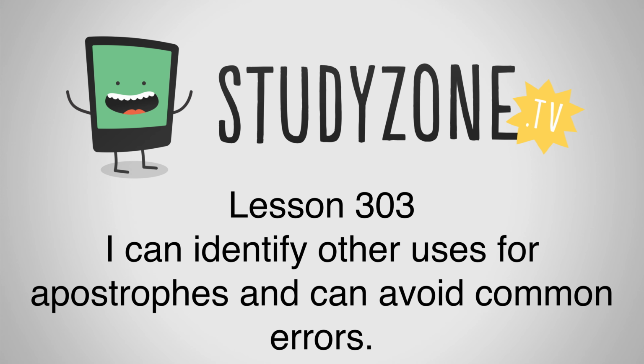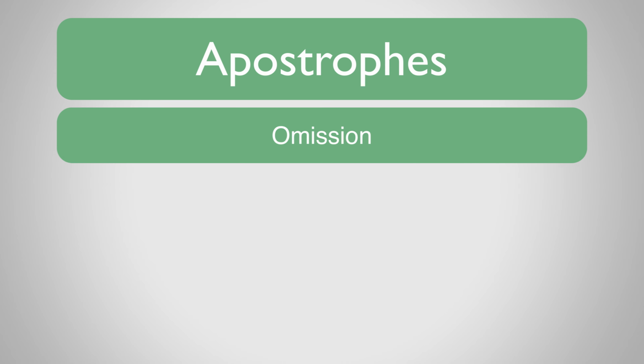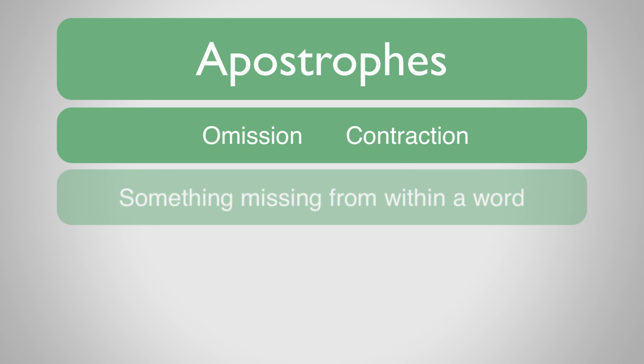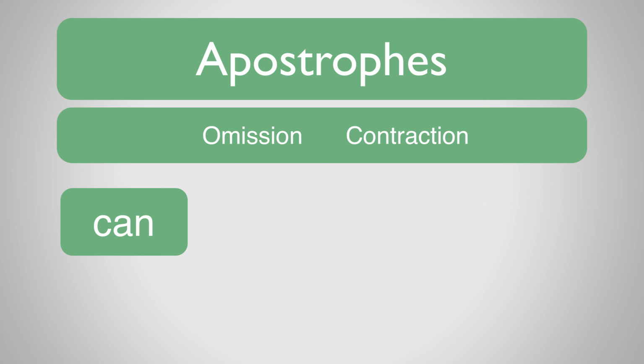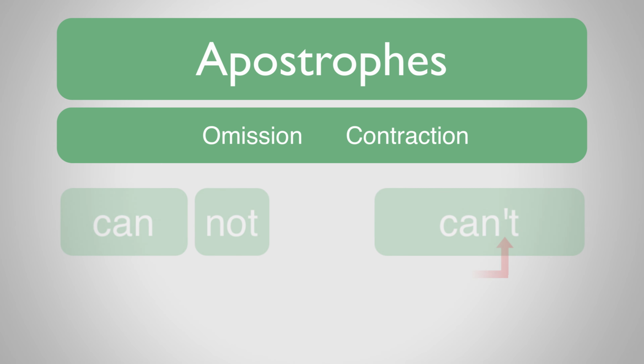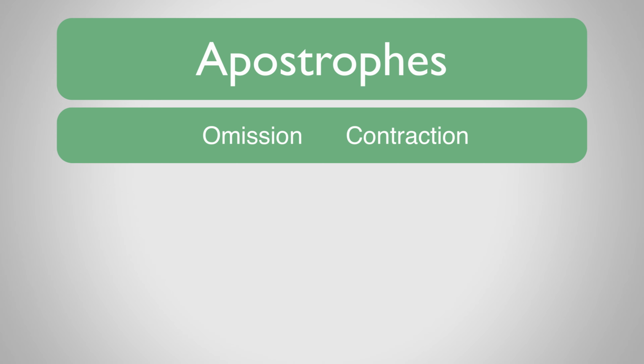We already know that one way apostrophes are used is to show omission, that is, something missing from within a word. This is also sometimes known as contraction. We've seen how words like "can not" can be contracted to form "can't," and that the apostrophe replaces the missing letters. Let's now look at some trickier examples of apostrophes for omission.